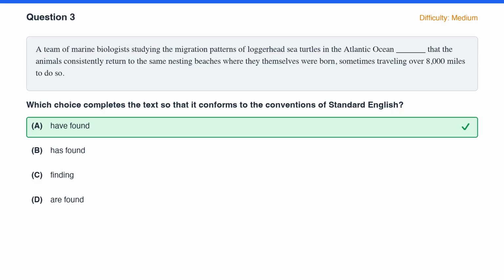The answer is A, have found. The long phrase between subject and verb is the trap. Strip it out, and the answer is clear.